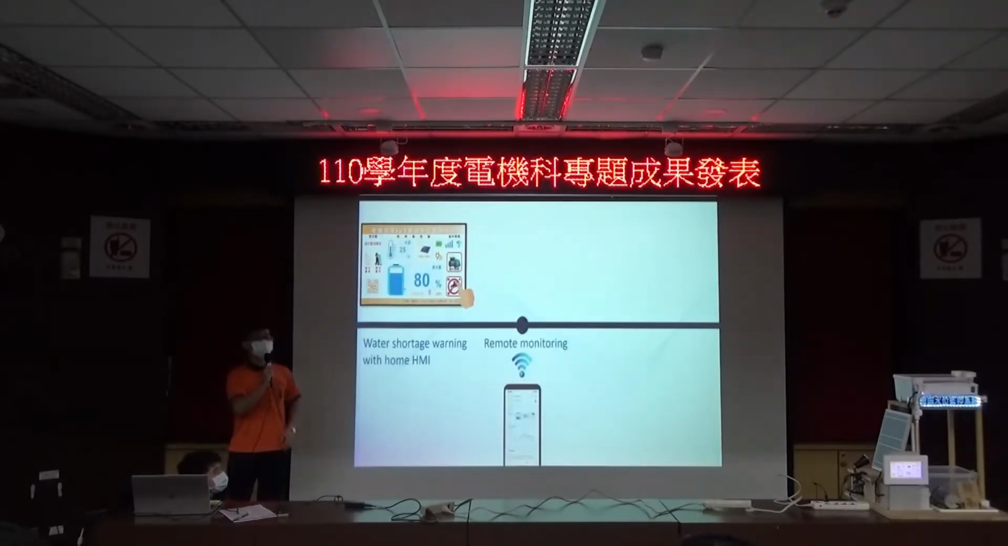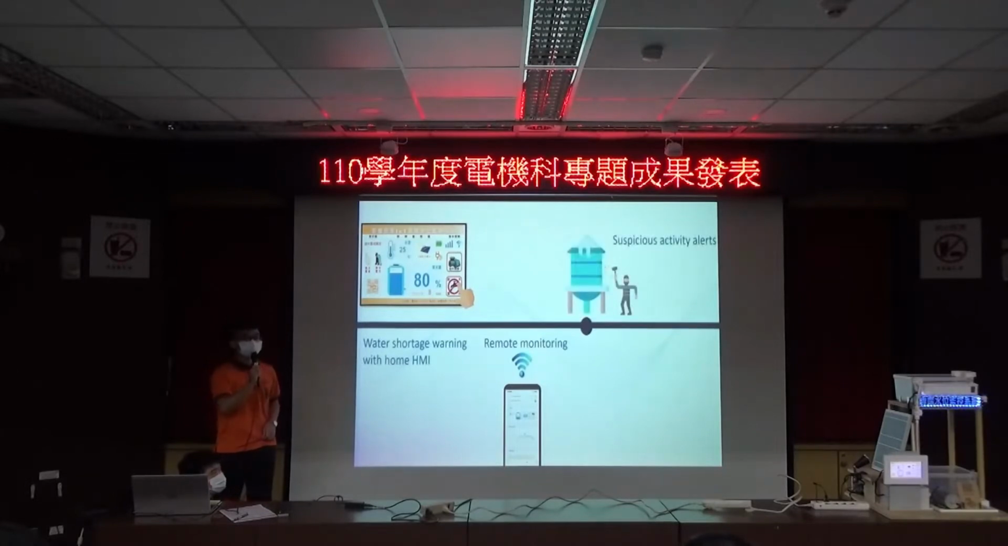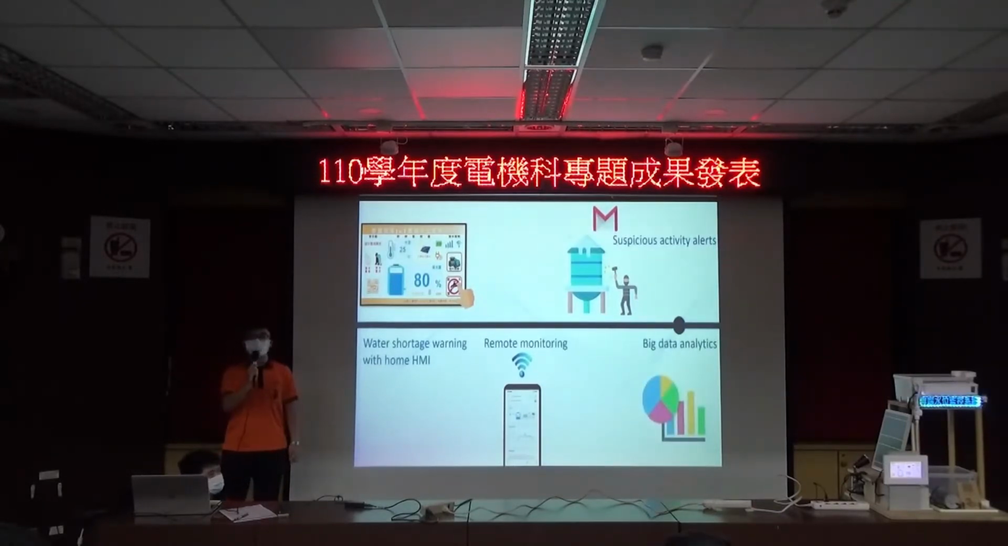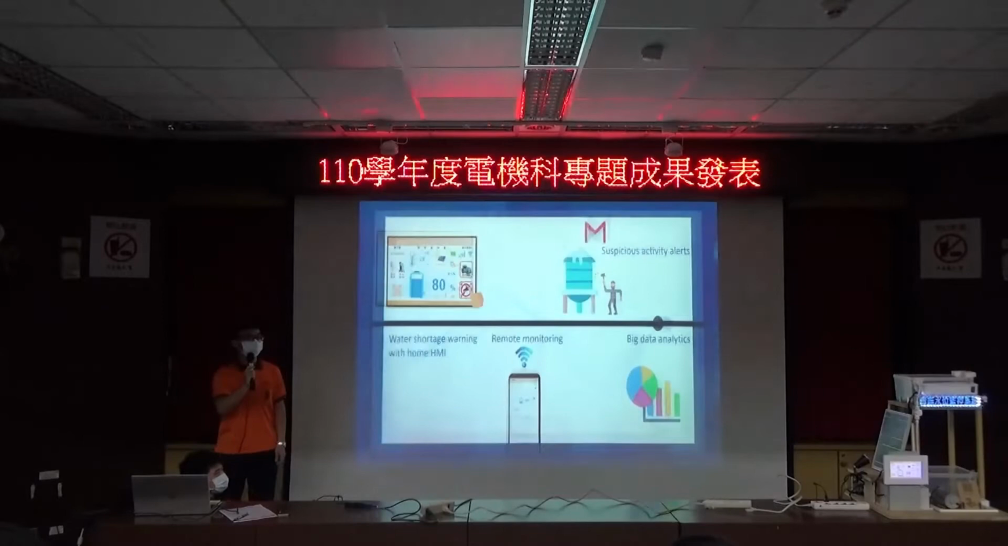The second part is remote monitoring. As long as there is an internet connection, the users can control and monitor the system in real time. The system can send emergency messages when someone is trying to steal water or turn off the water tank. Finally, the data will be collected by the system to perform big data analytics, which can be applied to different industries.